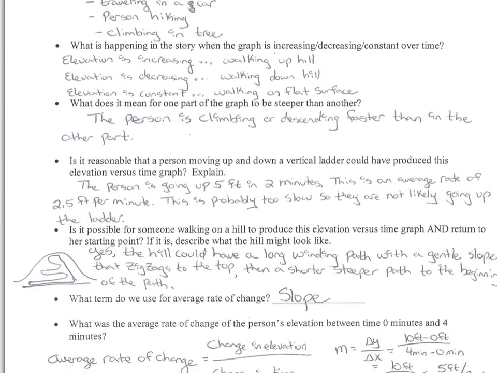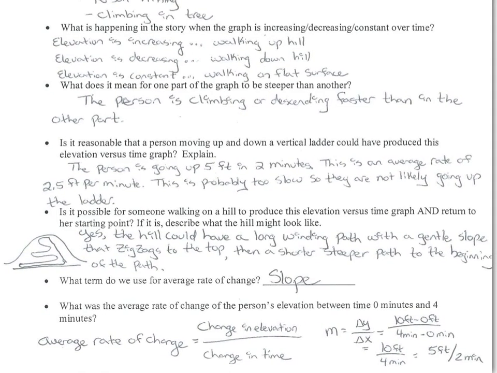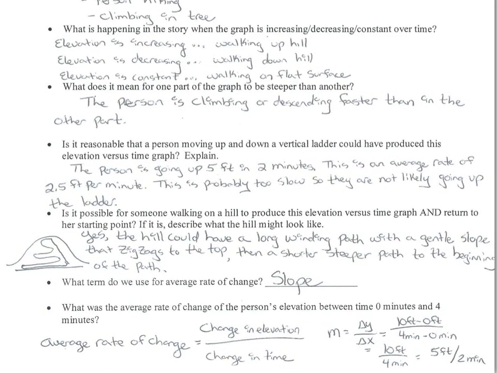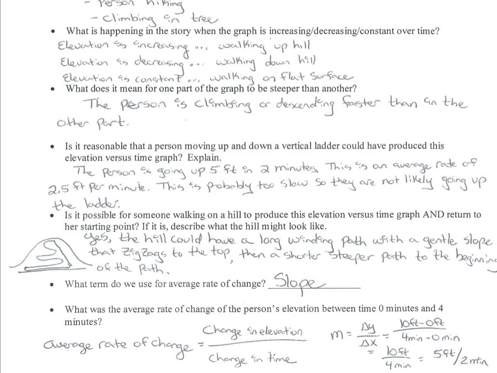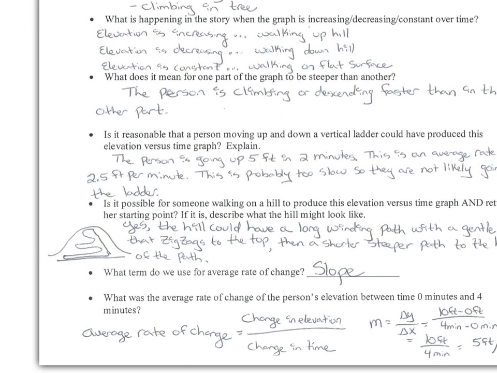Is it possible for someone walking on a hill to produce this elevation versus time graph and return to their starting point? So we've already talked, yes, it's possible to go up the hill, but do they return to where they started? If it is, describe what the hill might look like. Yes, it is possible. The hill could have a long, winding path with a gentle slope that zigzags to the top, then a shorter, steeper path back to the beginning. And I know my picture's not that good, but I'll show you with an arrow.